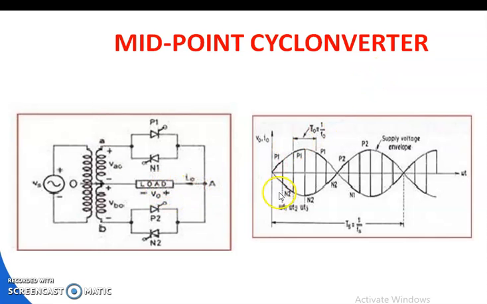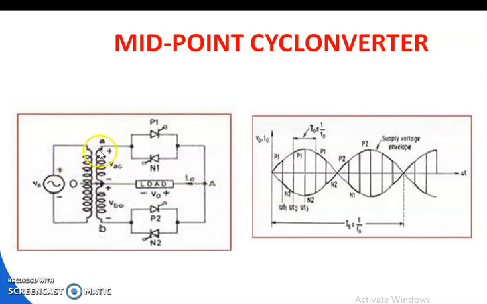Here two diagrams are drawn: this one is figure number 1, this one is figure number 2. Figure 1 shows the circuit diagram of a midpoint cyclo-converter. From the beginning it is clear that this cyclo-converter operates both in step up mode and in step down mode. Let us study that circuit diagram, and then the output voltage and output current waveforms drawn here.